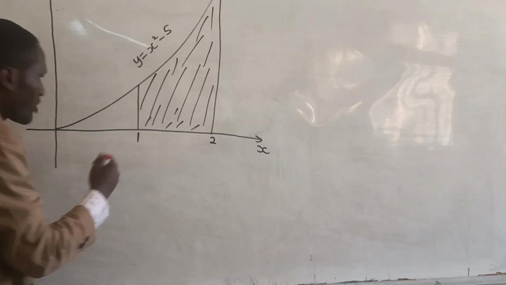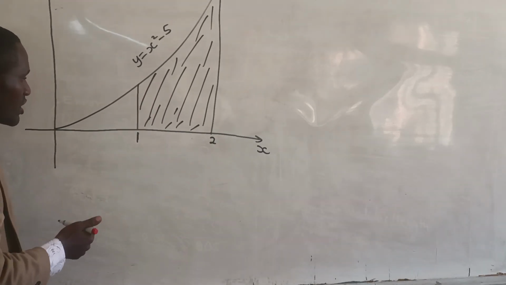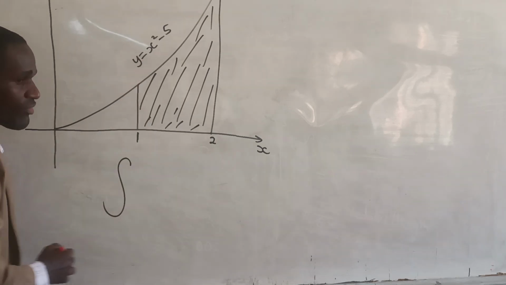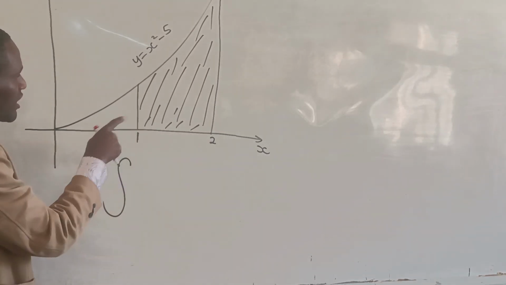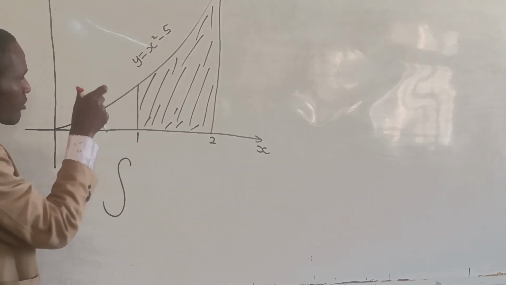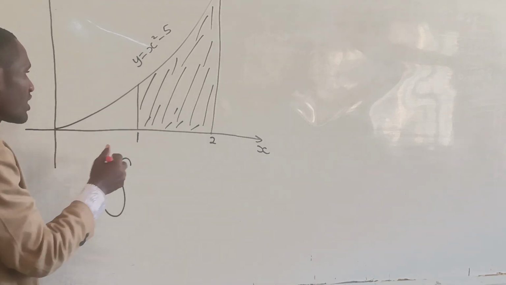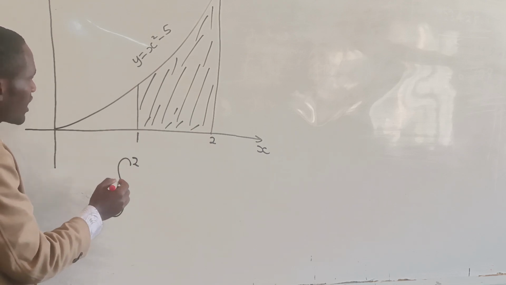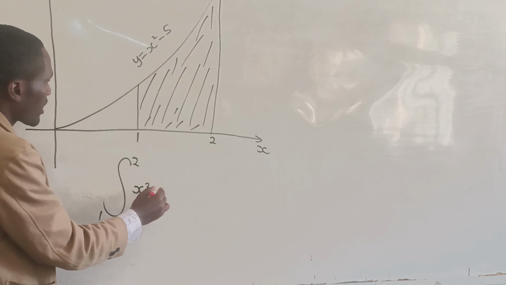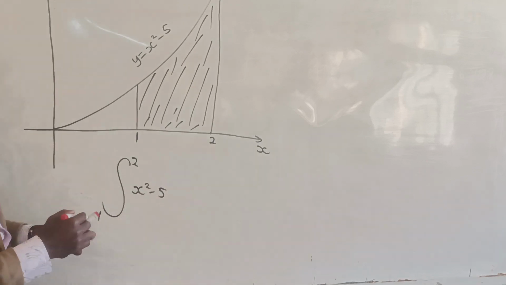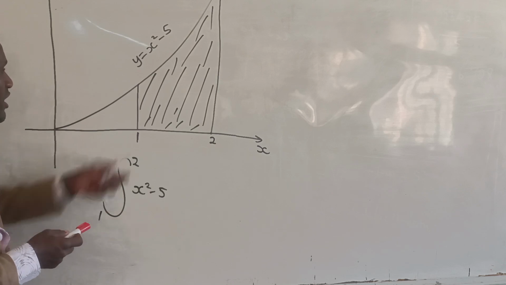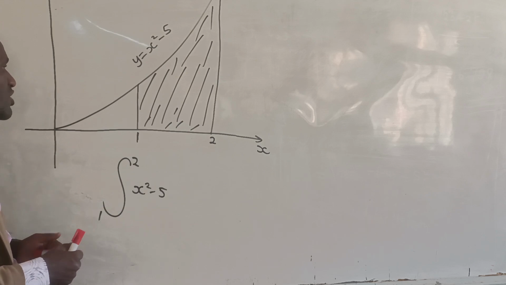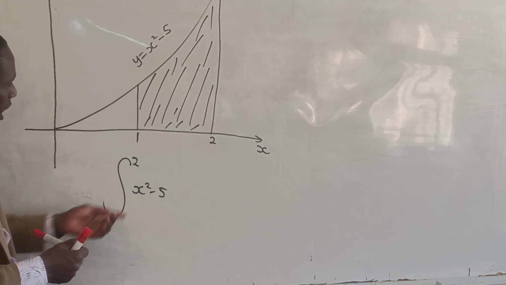So the easiest way to do this question is to first have the sign of integration, and the limits that mark the boundary of the shaded region are 2 and 1. The equation of the curve is given as x squared minus 5. So we are going to use integration to get the area under this curve, and more importantly, the region which is shaded. So how then do we integrate?